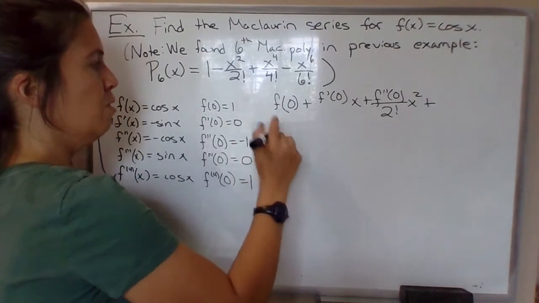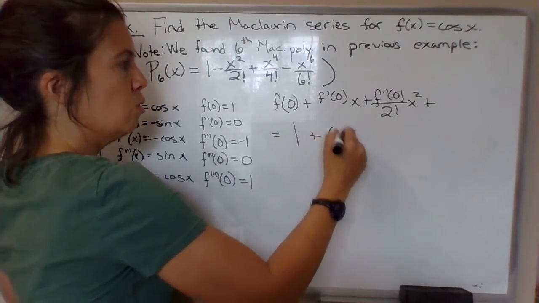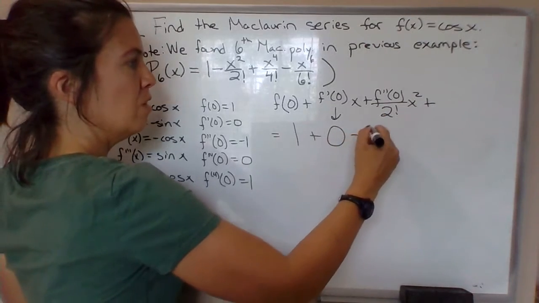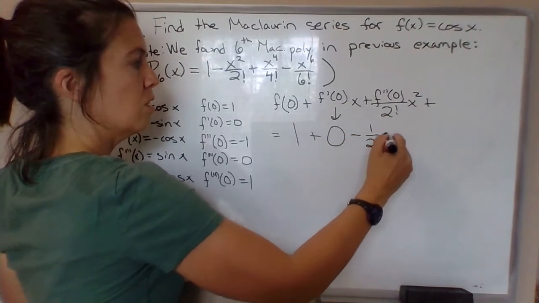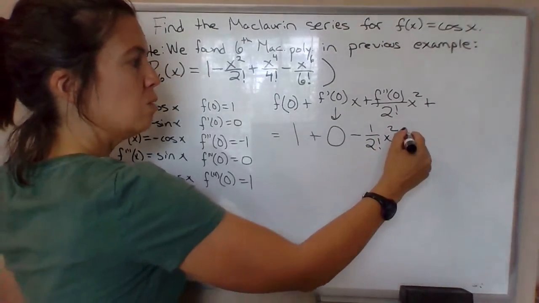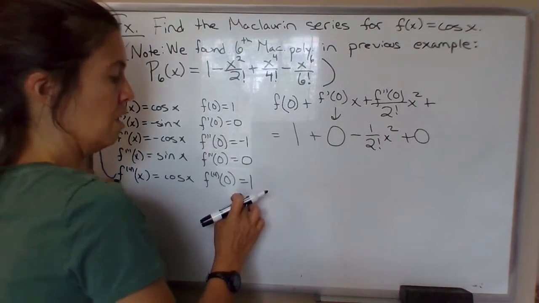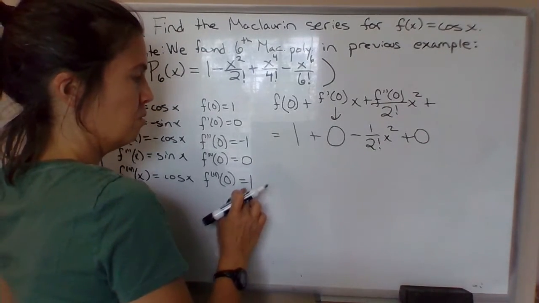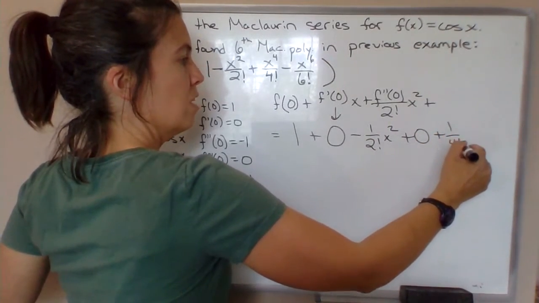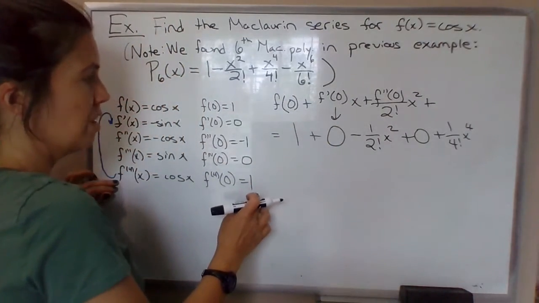So f of 0 was 1, plus f prime is 0, so this whole term here is going to be 0. F double prime was negative 1, so minus 1 over 2 factorial x to the second. F triple prime is 0, so the whole n equals 3 term is going to be 0. Fourth derivative is 1, sorry. So this is 1 over 4 factorial x to the fourth, and I know I'm rewriting what I had up there, but I guess I might as well talk through it.